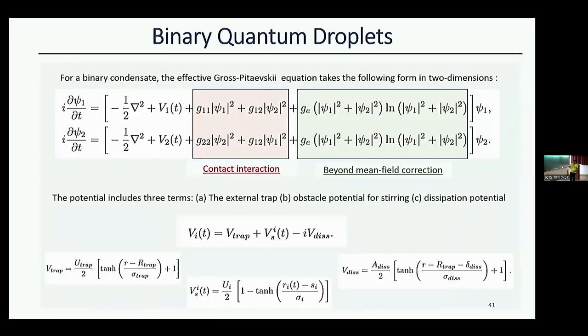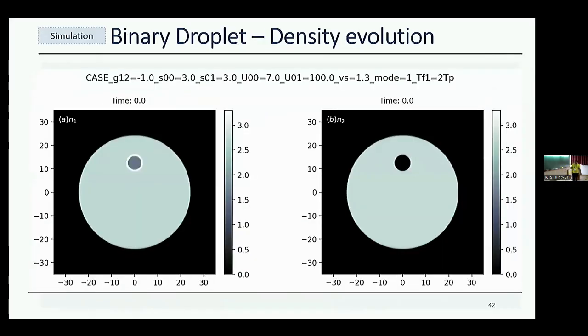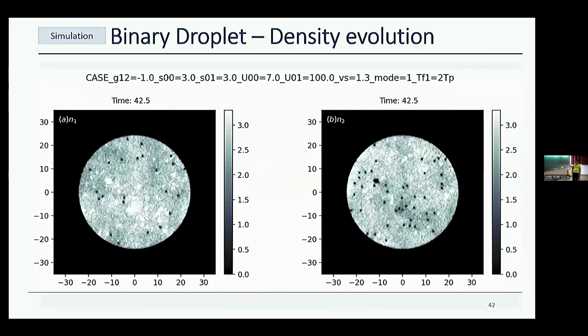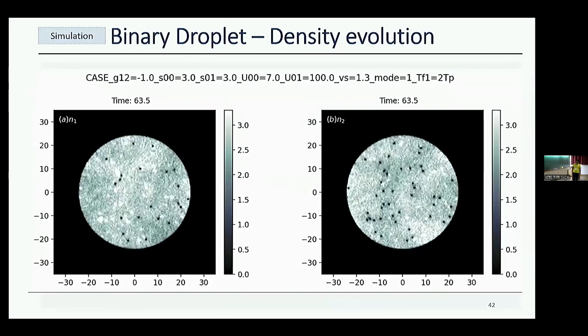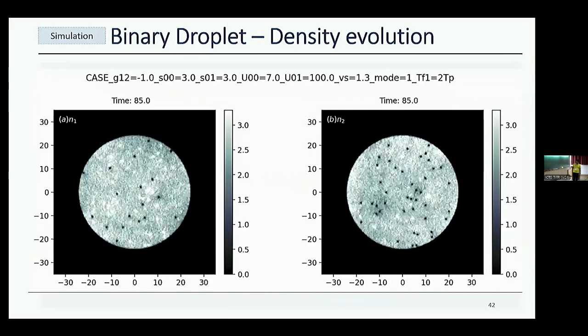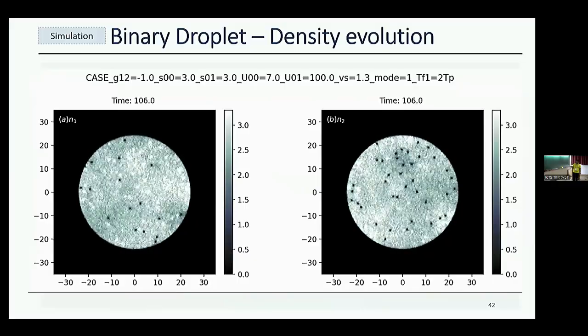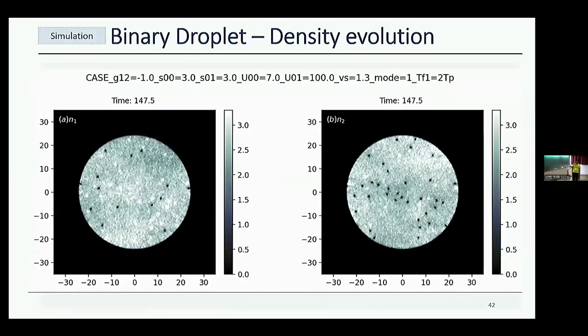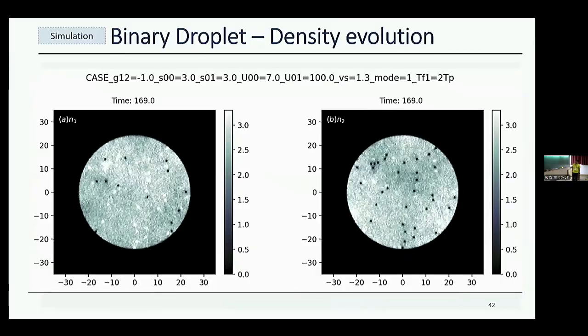And here we have again used the box trap and some dissipation just to kill the acoustic waves, because we are more interested in the incompressible nature of the energy cascade. Here this one is showing the first component, and this one is showing the second component of the system. The white dots represent the vortices generated in each component.